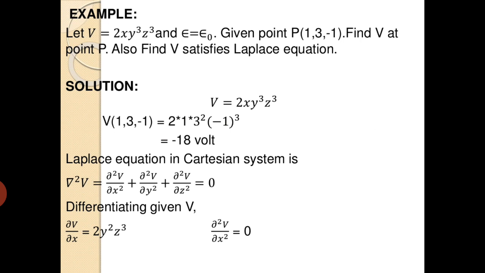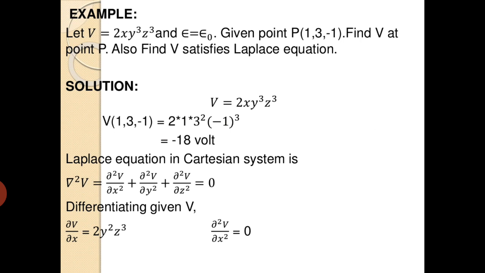Take this example: let V is equal to 2xy cube z cube and epsilon is equal to epsilon naught, given point P (1, -1, 3, -1). Find the potential at point P and also check whether V satisfies the Laplace equation. This is the problem statement.